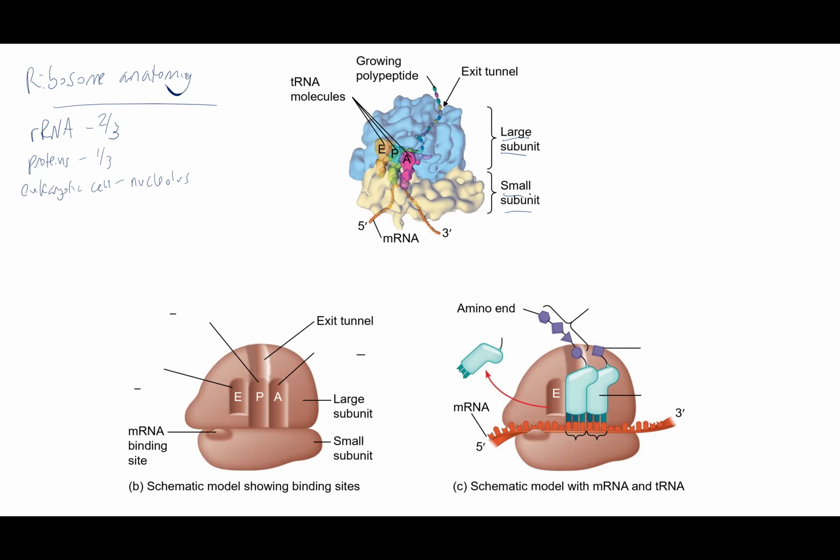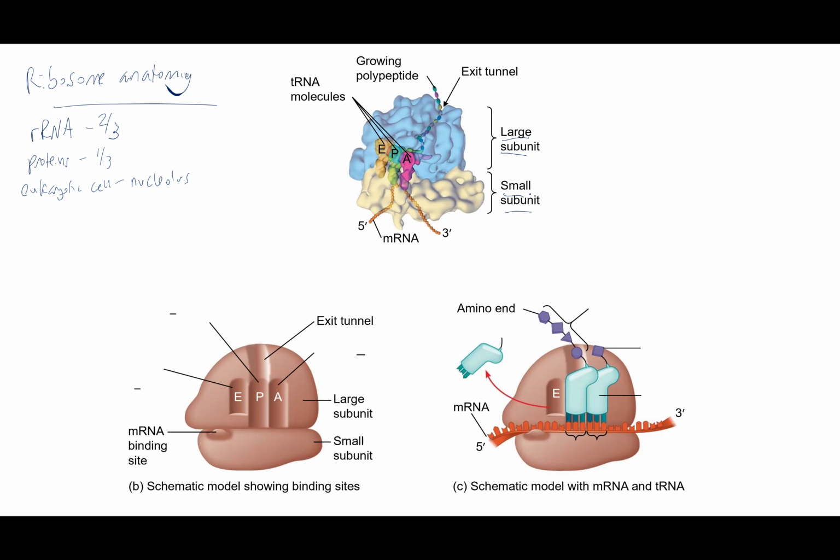Those two subunits don't actually come together until they're making a protein. So in the cell, there are just large subunits of ribosomes and small subunits of ribosomes floating around in the cytoplasm until the mRNA comes in and they bind together to start translating that mRNA into a polypeptide.